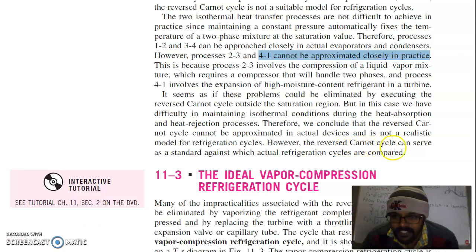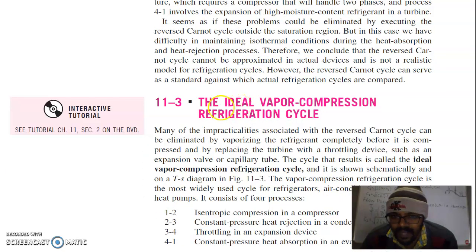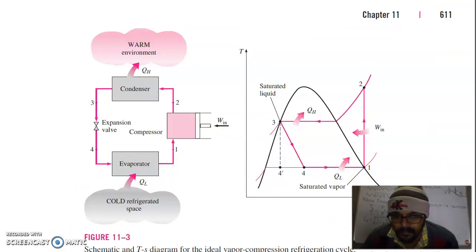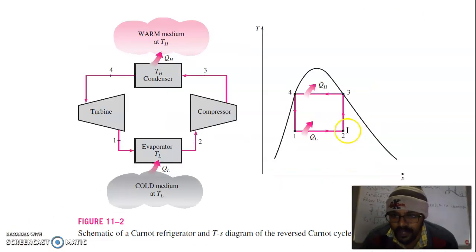However, the reverse Carnot cycle can serve as a standard against the actual refrigeration cycle, but it can't be used directly. We can use this cycle with little modification. That is the ideal vapor compression refrigeration cycle. In this cycle, the compressor inlet is saturated vapor, at point 1, instead of point 2 as in the reverse Carnot cycle, which is two phase. We shifted this point from here to the saturated vapor line.